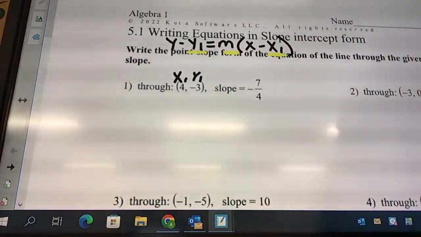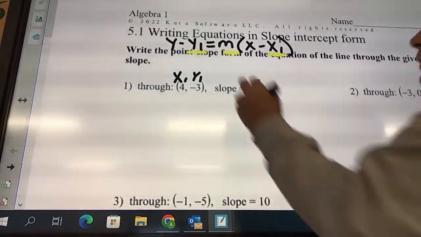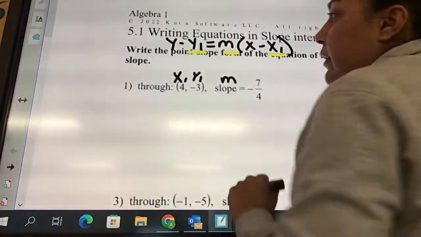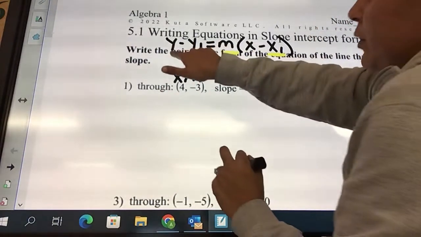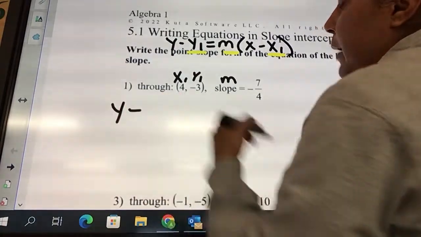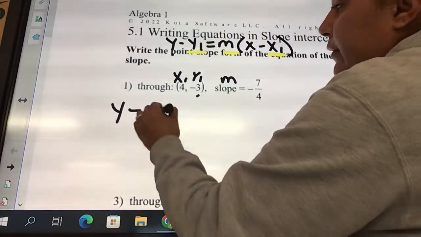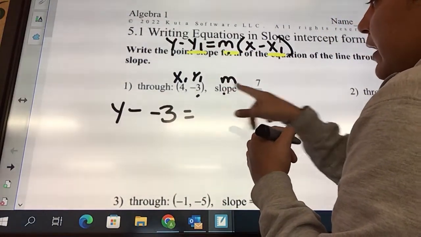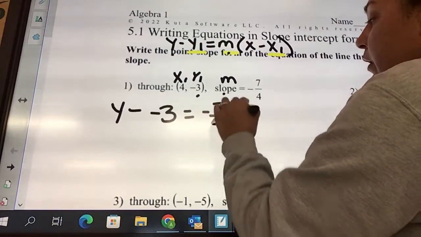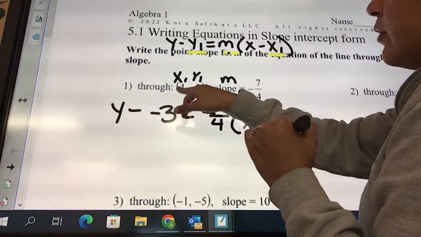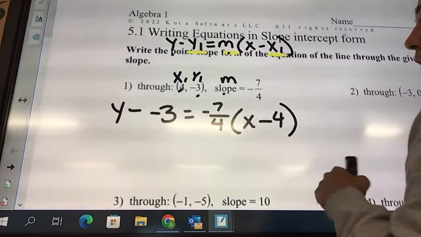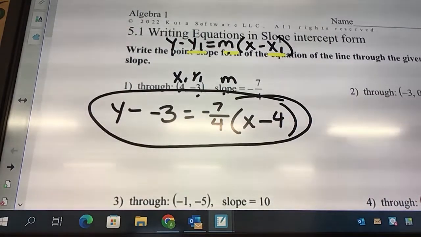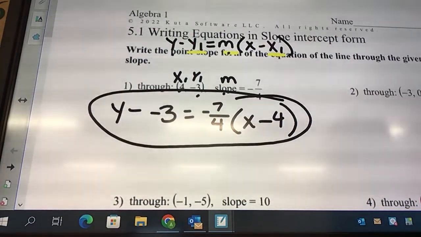And what letter do we use for our slope? Well, we use letter m. So now we have what we need our answer to look like, and this is what we're given. We just got to go through here and plug stuff in. So the y stays the y. We have y minus y1, which is -3, equals, and I'm following along with the formula, m. This is my m, so -7/4. x minus my x1, which is 4. And that's it. We've written it in point slope form. It's a matter of just labeling and plugging in.